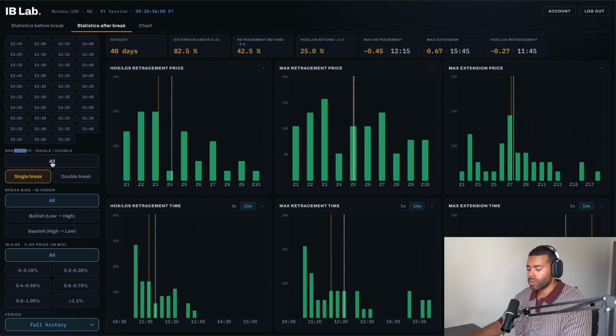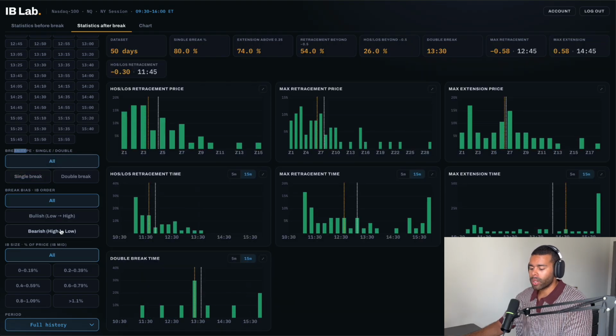So this is also what you can do to find out the highest probability, because we want to filter out single or double breaks as well, because we are always looking for the highest probability scenario, and a single break is higher probability than a double break. That's why we are filtering for the single breaks.